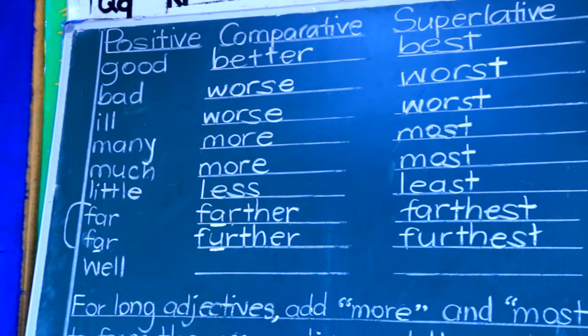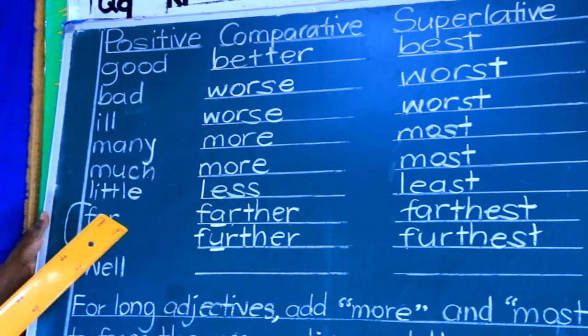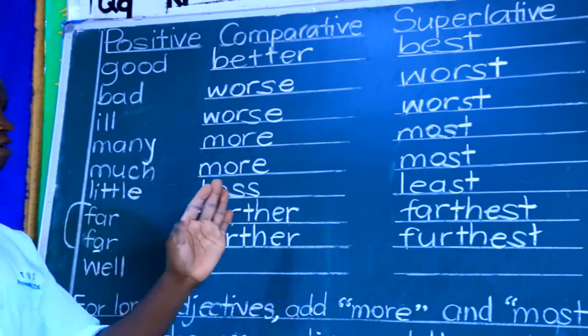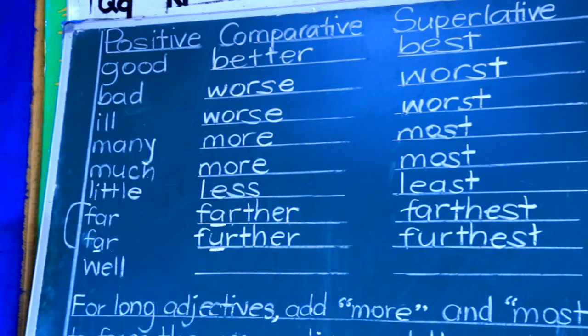Hope you are following and learning. Remember, these ones we are looking at are irregular adjectives, forming their comparative degrees and superlative degrees in an entirely different way. No specific rule we are following.